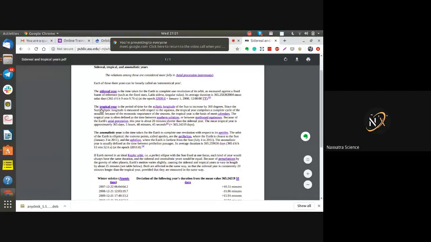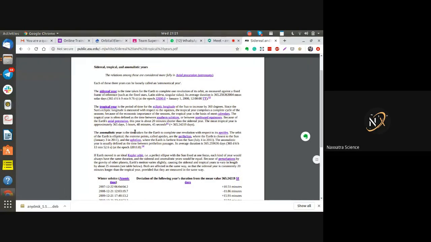Sure. So the tropical year is a period of time for the ecliptic longitude of the sun to increase by 360 degrees. Okay, let's not go to that definition. Let's stick to the definition of the equinox. So basically, we are measuring the tropical year with respect to the equinox. The tropical year comprises a complete cycle of seasons, right? So tropical, the word itself tells you we are talking now in the reference frame of the equinox.